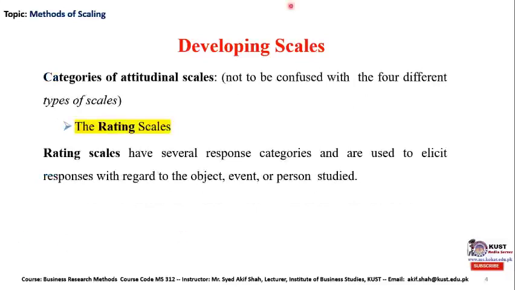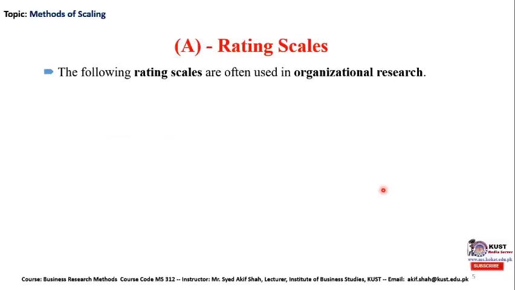So categories of attitudinal scales, not to be confused with the four different types of scales we have previously discussed. These are actually the rating scales, and the rating scales have several response categories and are used to elicit the responses with respect to the object, event, person we are going to study in our research work. So let's discuss the first category, the rating scales. We also normally have the ranking scale, which is not part of this lecture. The emphasis of this lecture is specifically on the rating scales utilized by the researcher while conducting a research work.